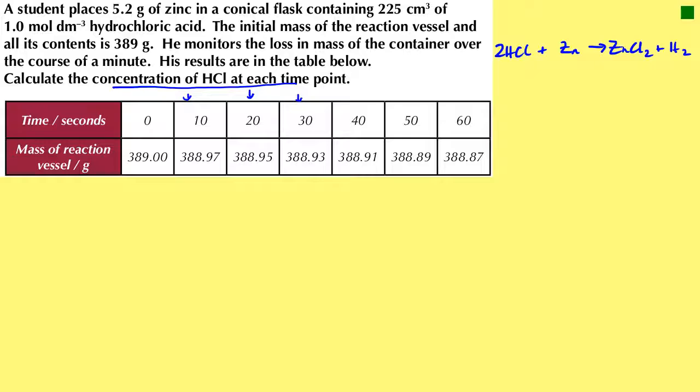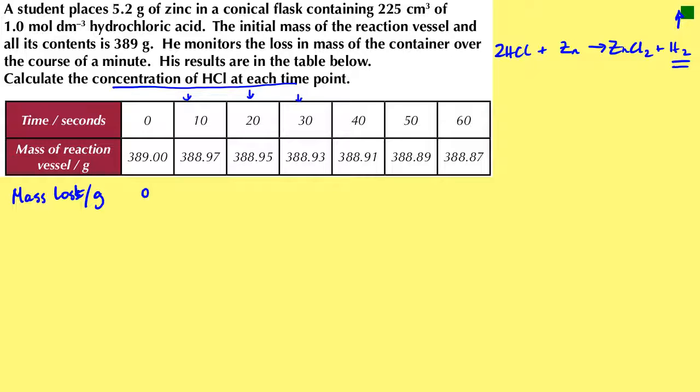And that's balanced already. So the mass lost is going to be the hydrogen gas that is going to escape into the room. And as it does so, it leaves less mass in the conical flask and reaction mixture. So that is the mass lost. But we don't have mass loss in our table yet. We have the mass of the reaction vessel. So let's add another row, calling it mass lost in grams, and the mass loss is just going to be the 389 grams that you started with minus what you have after a particular amount of time.